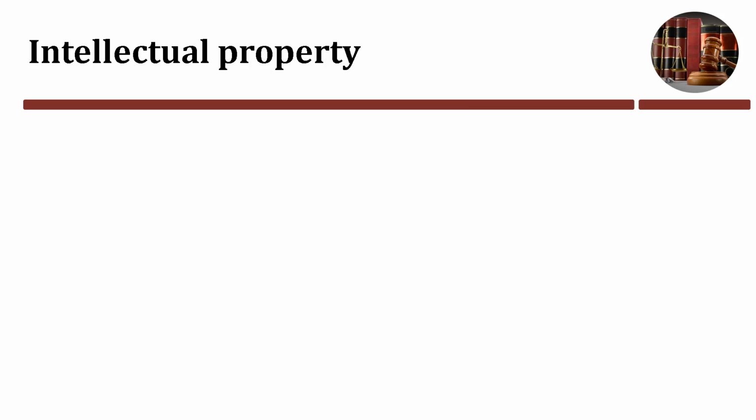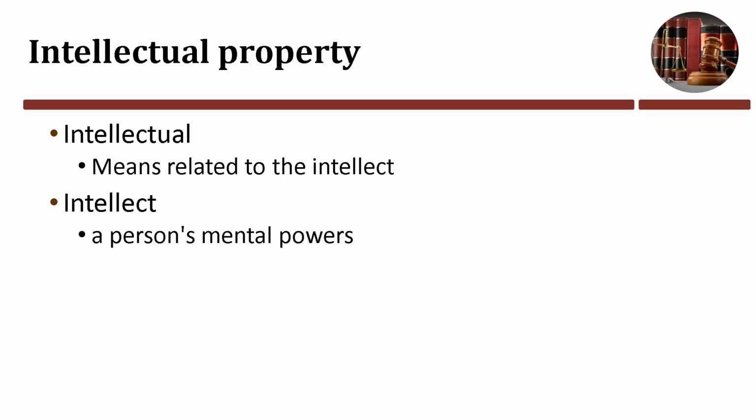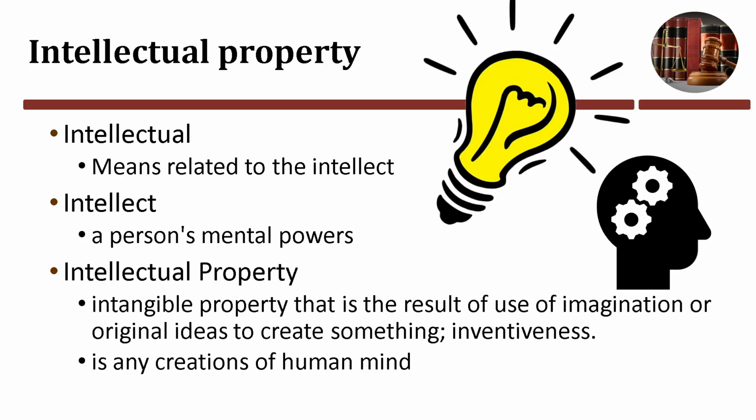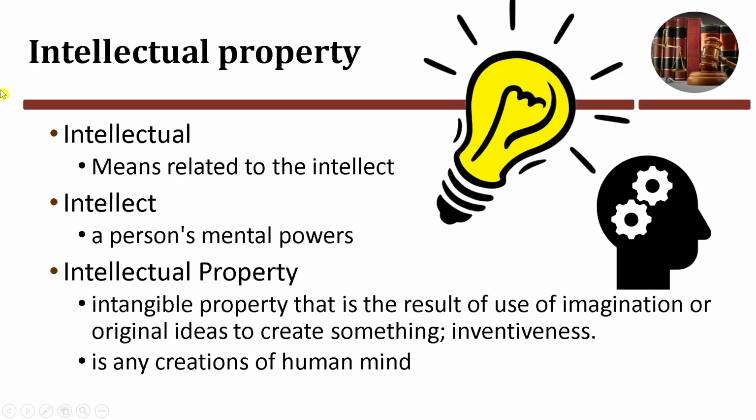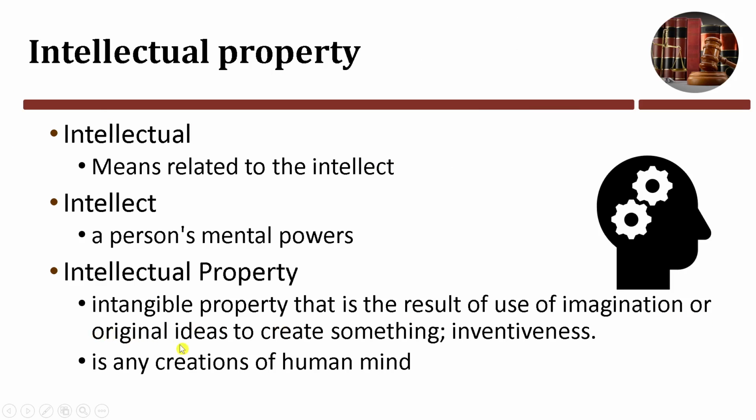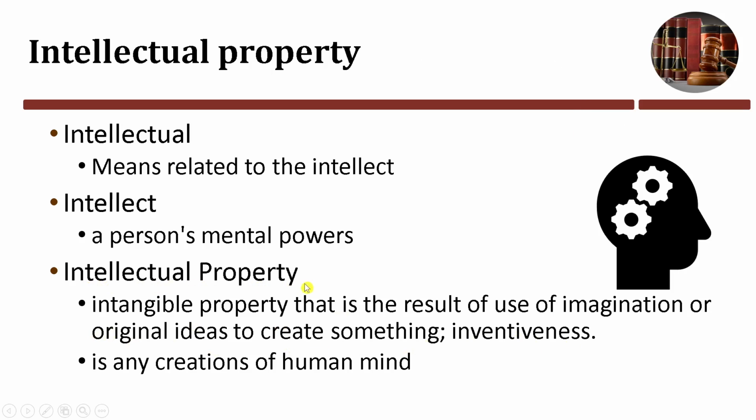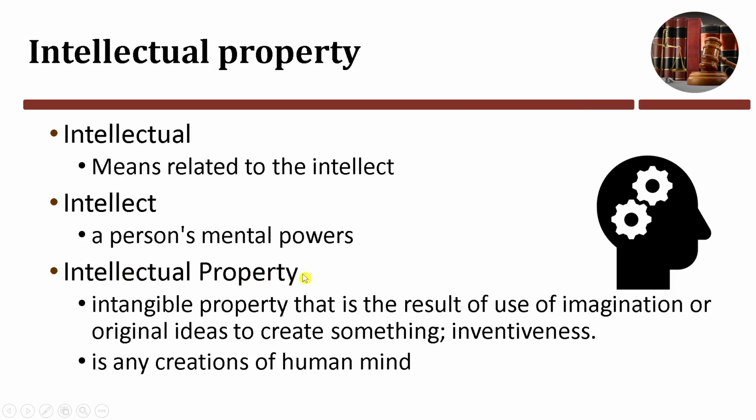Now, actual intellectual property. First word we must know about is intellectual. Intellectual means related to intellect. And what is intellect? Intellect is a person's mental power. Every person is having a brain which is gifted to him by nature, and this brain has huge power of imagination or creativity. The property which is the result of use of imagination or original ideas to create something, which we call inventiveness, is considered as intellectual property. In simple words, intellectual property is any creation of human mind, and that's why it comes under the intangible property.